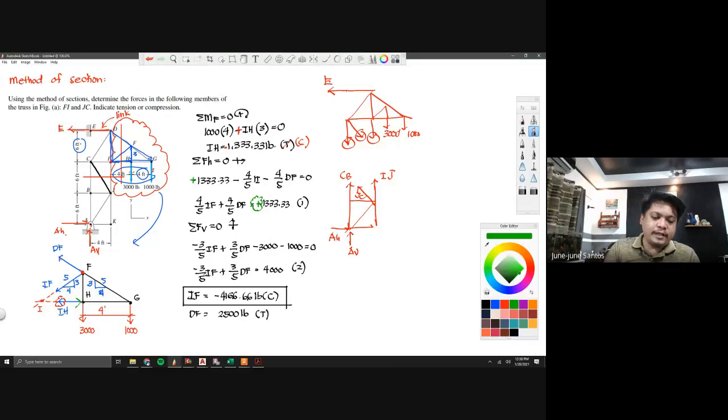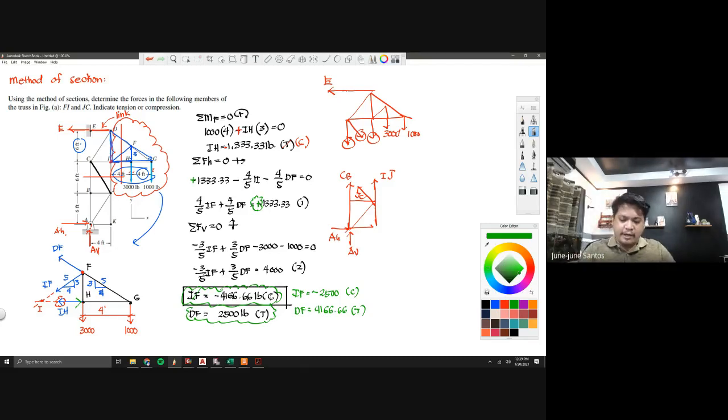Okay. So, you have here the IF. Ayun, baliktad sila. So, yung IF natin, double check na recalculate ko ano, negative 2,500. So it means this is in compression. And then nakabaliktad silang dalawa. DF natin is equals to 4166.66 and this is still in tension. Okay? Paki-double check na recalculate no? Okay? So that's correct. Dapat to is positive sa moment.